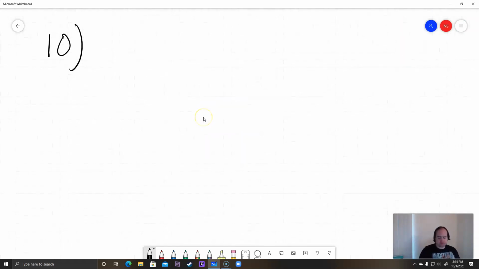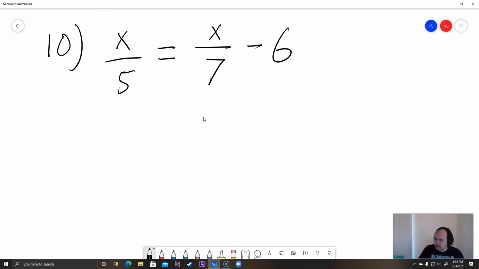So for number 10, we have x over 5 equals x over 7 minus 6. The new thing here is we actually have a variable on both sides, and each side has a different fraction, so it has a different denominator. So what you're supposed to do here is build these fractions so that they have the same denominator. So we're going to have to find the LCD of 7 and 5.